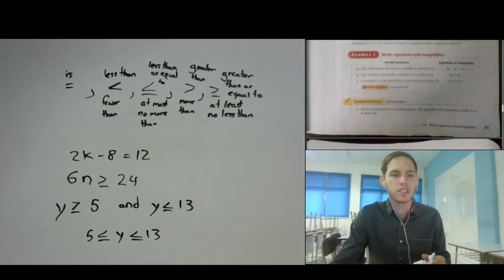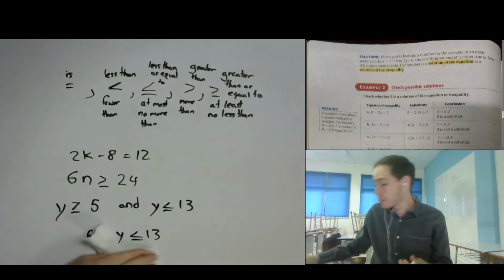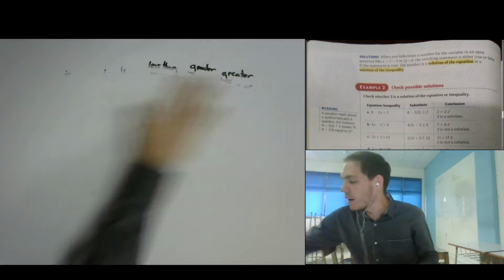Okay, let's go to the next example. Now, before we go to the example, we have some definitions. So, key definitions. The solution of an equation or inequality is the number that you plug into a variable, substitute in the variable, that makes it true, okay? So if it doesn't work, it's not a solution. Pretty straightforward. So let's look at some.